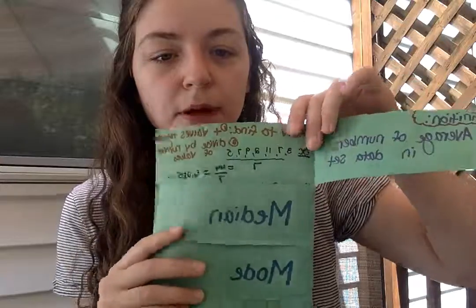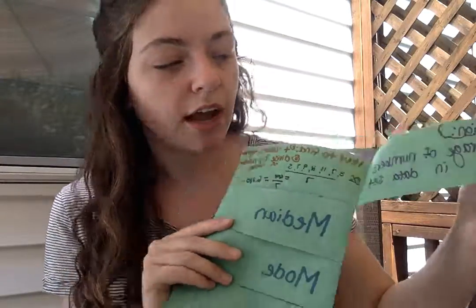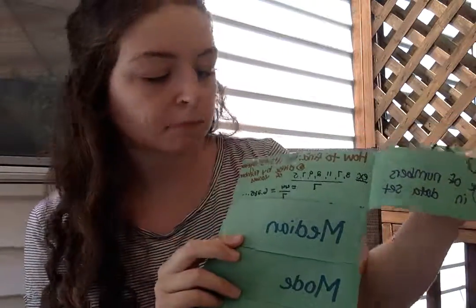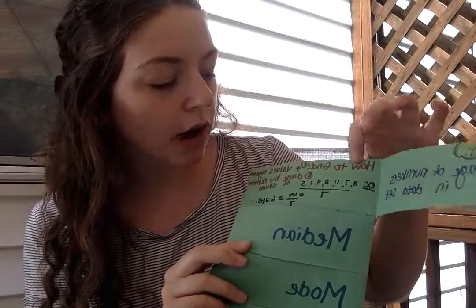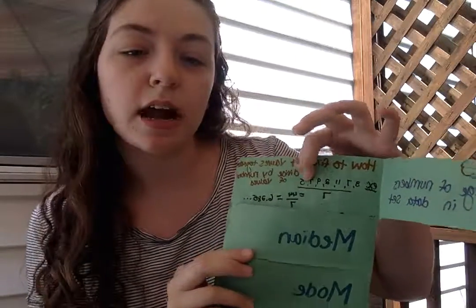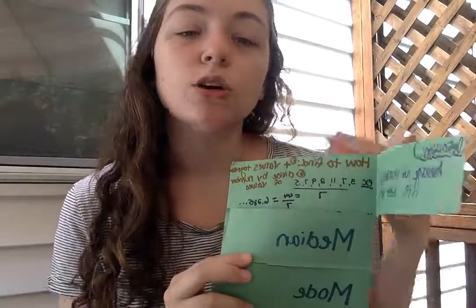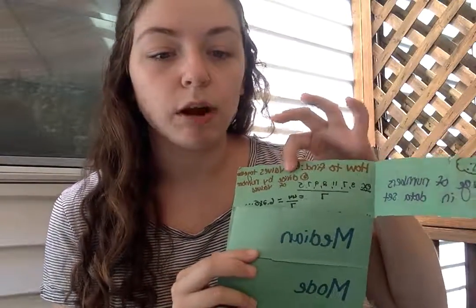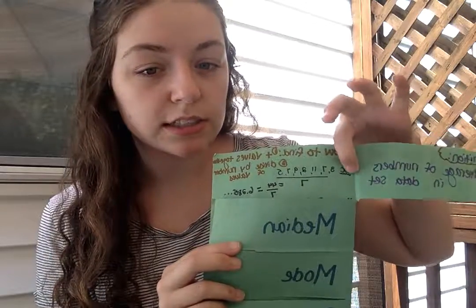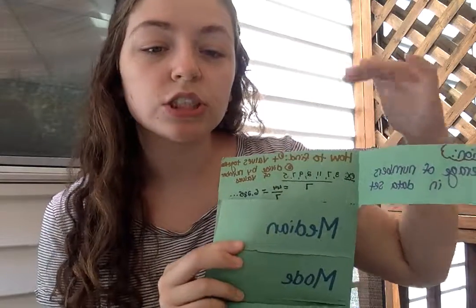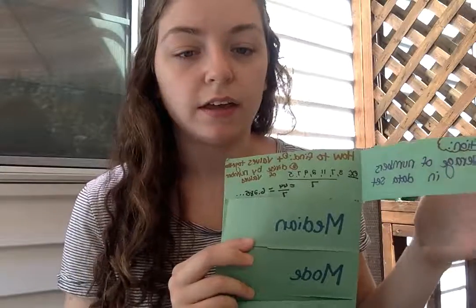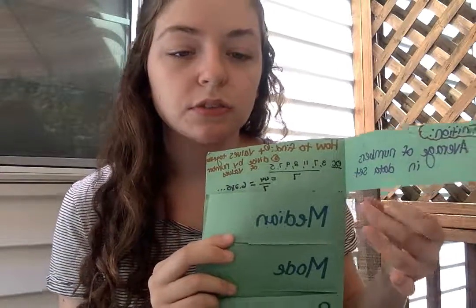If you open it up, it has the definition, which is the average of numbers in the data set. And for each of them I wrote how to find it. I put the steps on how to find it so that students can refer to it if they don't remember how to do it or they need reminders. And then there's an example, so it visually shows students how to do it if they forget or they need reminders or review.